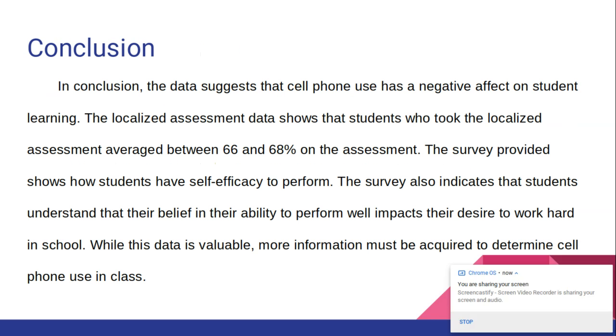Conclusion. In conclusion, the data suggests that cell phone use has a negative effect on student learning. The localized assessment data shows that students who took the localized assessment averaged between 66 and 68% on the assessment. The survey provided shows how students have self-efficacy to perform. The survey also indicates that students understand that their belief in their ability to perform well impacts their desire to work hard in school. While this data is valuable, more information must be acquired to determine cell phone use in class.